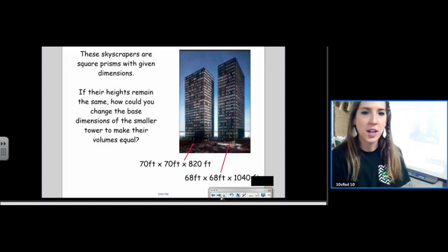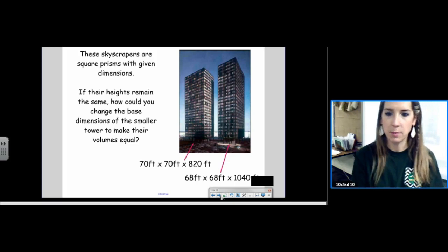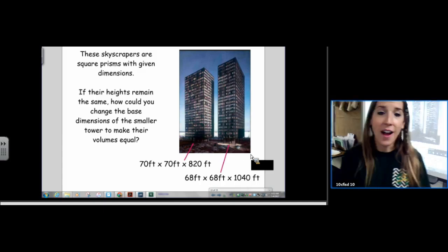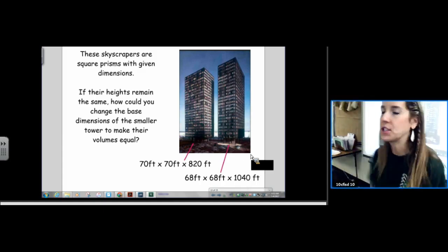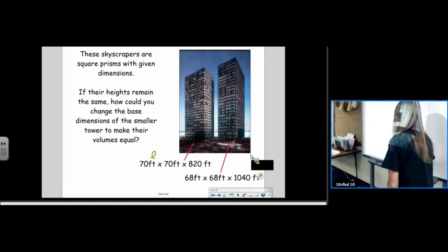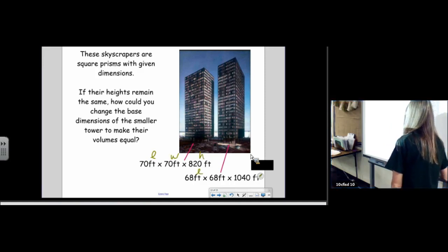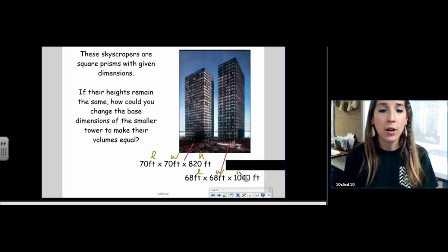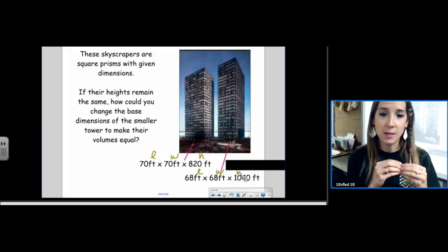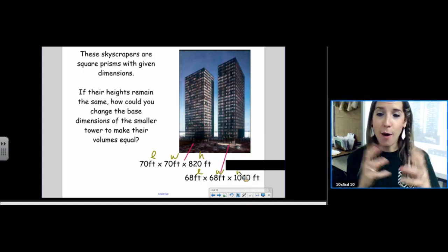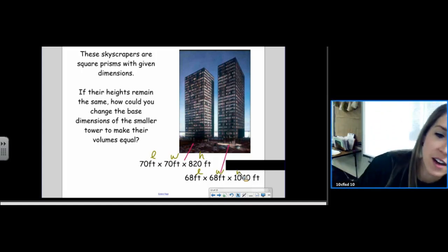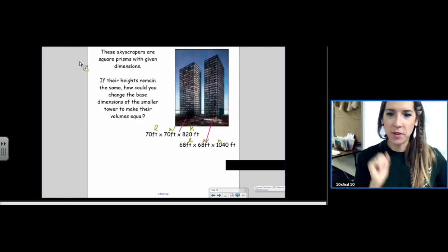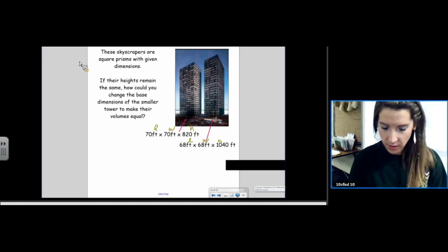These skyscrapers are square prisms with the given dimensions below. I don't know if you can see all of them. If their heights remain the same, so don't touch their height, this is, like we talked about, length by width by height. If their heights stay the same, how could you change the base dimensions of the smaller tower to make the volumes equal? So there's a lot going on here. Let's find the volume of both of these square prisms.